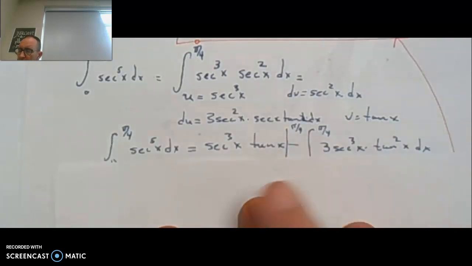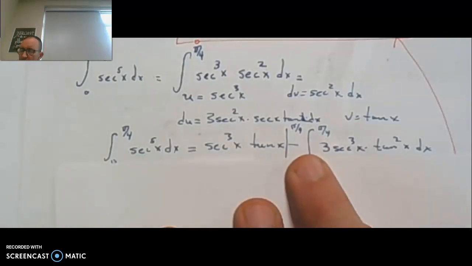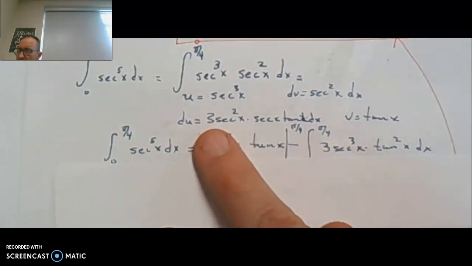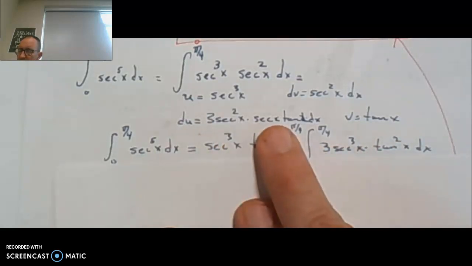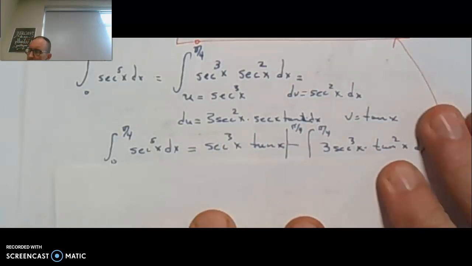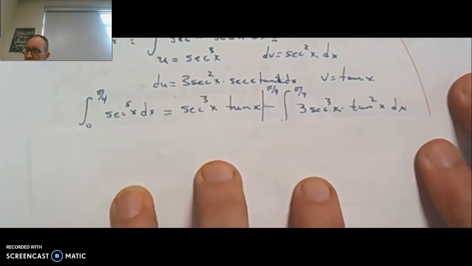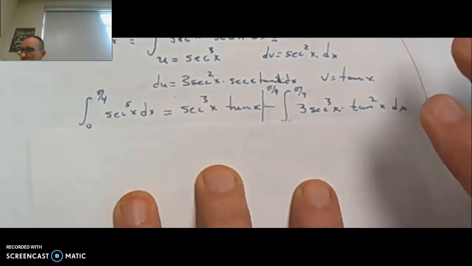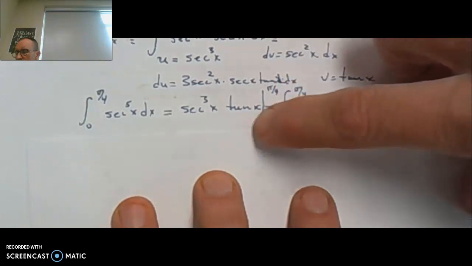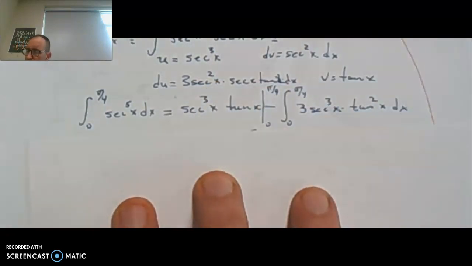So integration by parts would tell us that the integral of secant to the 5th will be u times v, in this case secant cubed times tangent, minus the integral of v du, which in this case would be 3 times secant cubed times tangent squared. We're going to basically do the same kind of thing that we did when we were working with integrating secant cubed. By the way, we can already plug in the pi over 4 and the 0 and subtract those 2 for the first term here.